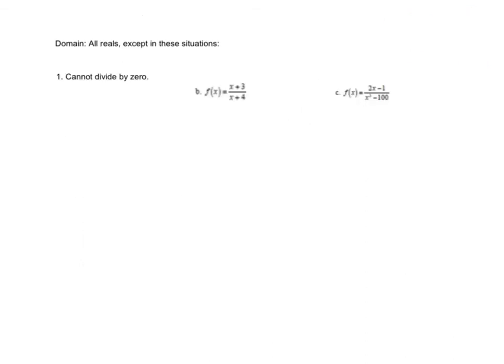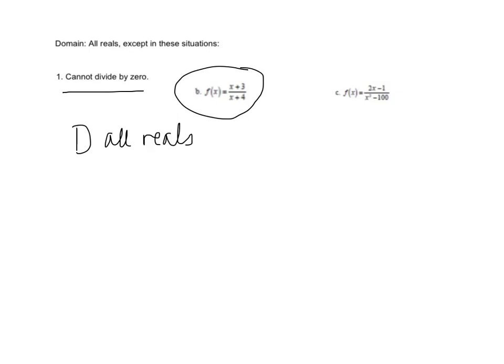Now, if it's a polynomial of any kind, its domain is going to be all reals, okay? Unless it's in a situation like this, where you have a polynomial over a polynomial. In other words, you cannot divide by 0. So, for instance, the domain for this particular function is going to be all reals, except where the denominator is equal to 0.